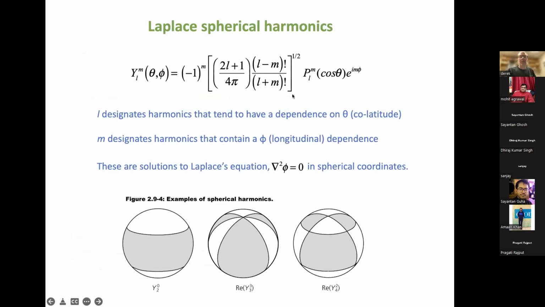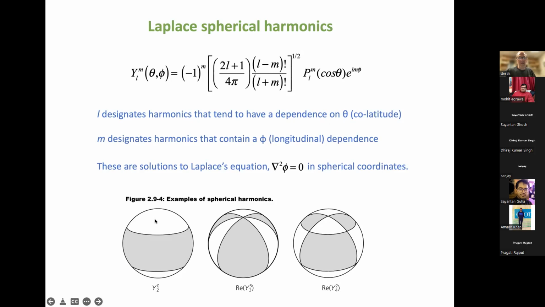All right, so now we need to expand our spherical harmonics a little bit more. Here I have the Legendre functions times e to the i m phi. And now I want to add in this term here, which is called Y sub L sup m. These are Laplace spherical harmonics. L designates harmonics that tend to have a dependence on theta, which is colatitude, and m designates harmonics that contain a phi or longitudinal dependence.